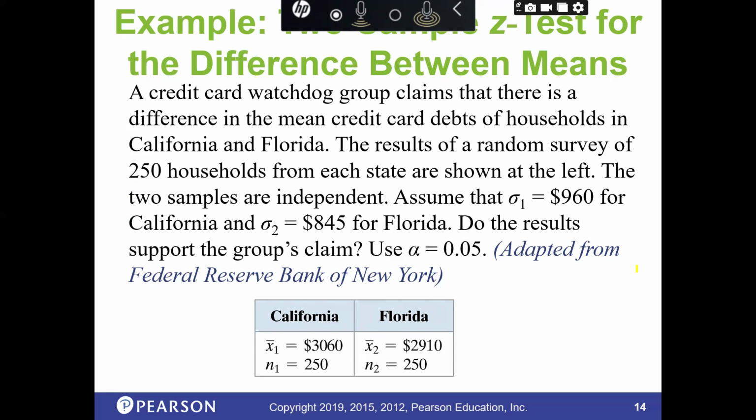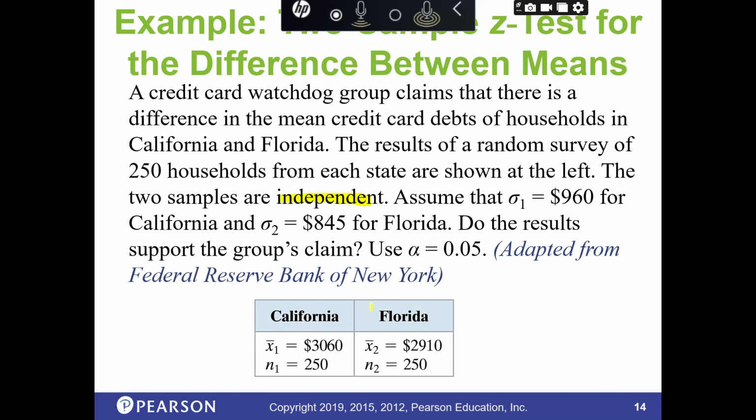So the results of the survey from 250 households from each state. So there's 250 there and 250 there. The two samples are independent. That's cool. So there's no dependency, we didn't adjust for how much people made, right? We just randomly picked people. So the standard deviation of the first one is 960 for California, 845 for Florida. That's cool. Again, it's independent. That's what I'm interested in right here. So the question is, does that support the claim?